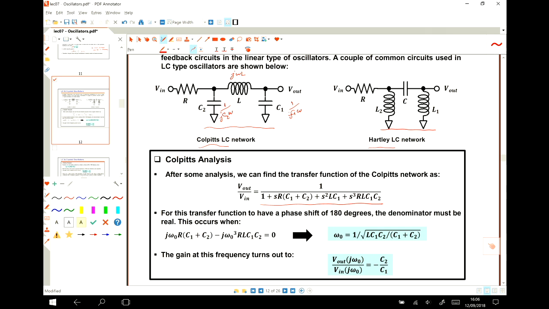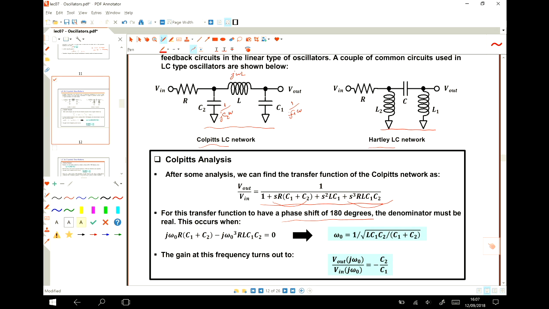So if we use this circuit in a negative feedback, then the phase shift for this system should be 180 degrees. To see at which frequency the phase shift of this system is 180 degrees, you can simply say that this part plus this part should be 0, if this system wants to have a 180 degree phase shift.